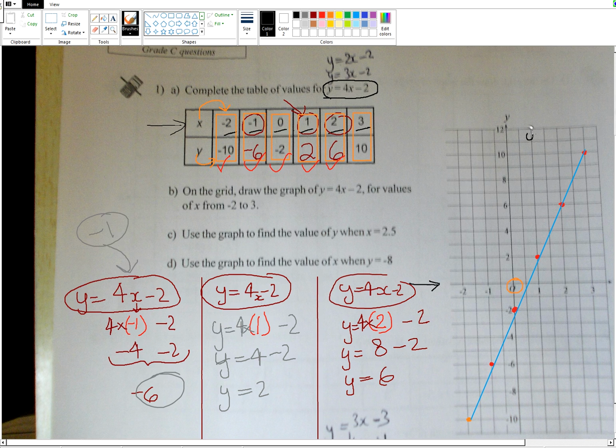So write down here y is equal to 4x minus 2. And we put a little arrow pointing towards our graph. So your points should go nicely all the way through. I'm just going to go over the points there. Okay, right. So there's our graph y is equal to 4x minus 2.